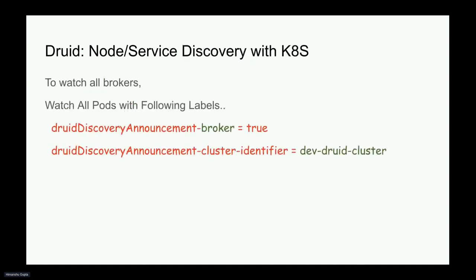But anyway, now that all the Druid application processes are updating self pod definitions with those labels, anybody who wants to watch a specific set of pod nodes on the other side can just send a Kubernetes API request to say, hey, notify me whenever you have any pods coming up or going down with these labels. So by doing this API call and receiving notifications, anybody can maintain a local cache of all the brokers that exist in the system. So that's how the node discovery works.